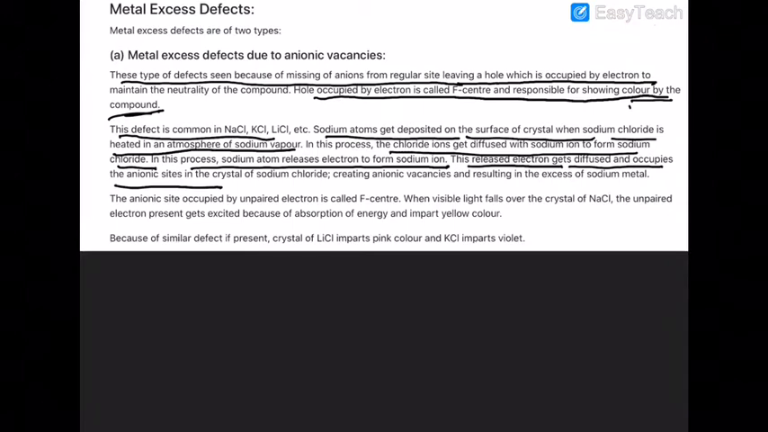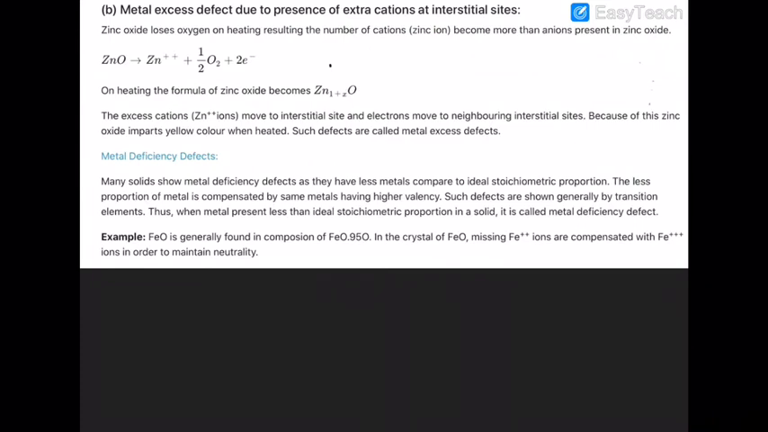Okay, if the same happens with lithium chloride, then you will see pink color. If the same happens with potassium, then you have violet color. So for different alkali metals, when they are heated in the presence of their own metal vapors, due to the presence of anionic vacancies where the electron gets trapped, the colorless compound becomes colored. Sure about that? Now the next point is very, very interesting.